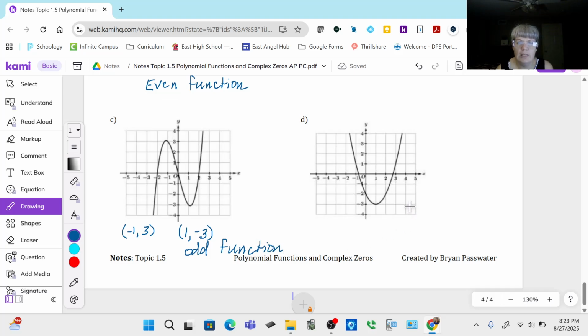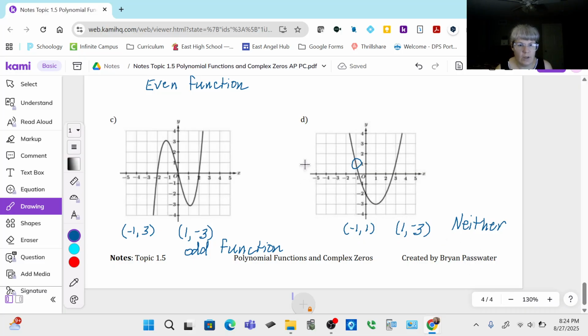Now you might be thinking, well, I get some of the same outputs here on D, but if I look at -1, it is at 1, and I look at where 1 is at -3, I don't have opposite or even outputs. So this is neither. It's a function, but it's neither odd nor even.